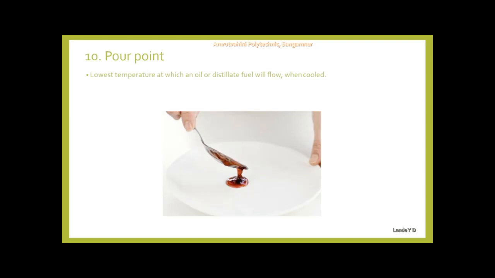To ensure proper operation in cold environments, it is important to select hydraulic oils with a low pour point. Hydraulic oils with a low pour point contain additives that help to reduce the viscosity of the oil at low temperatures and prevent it from thickening.